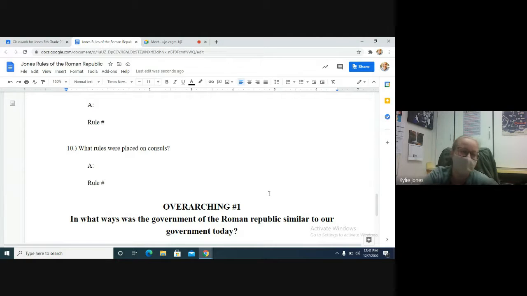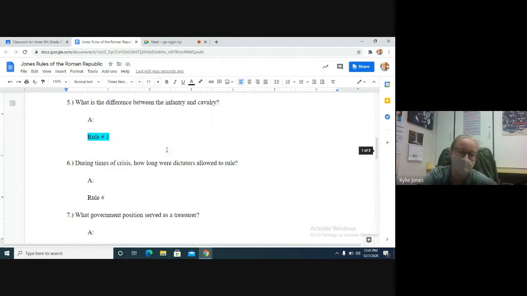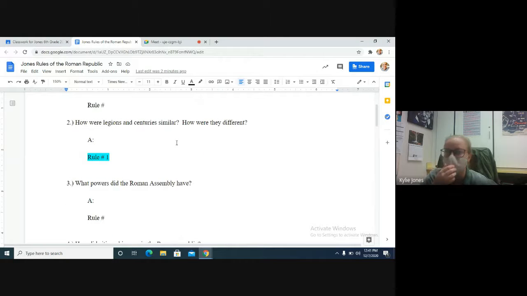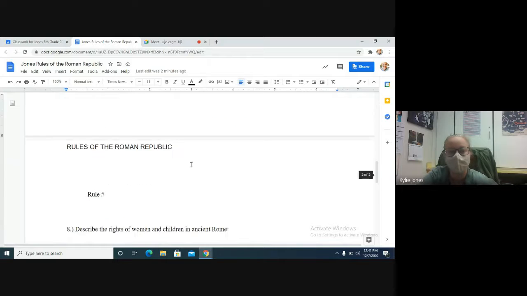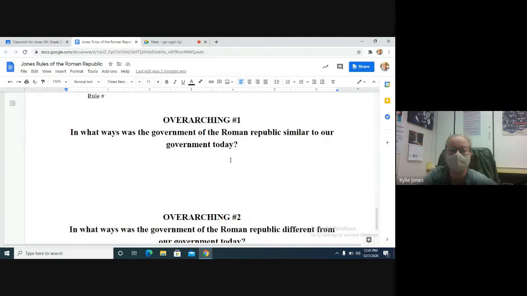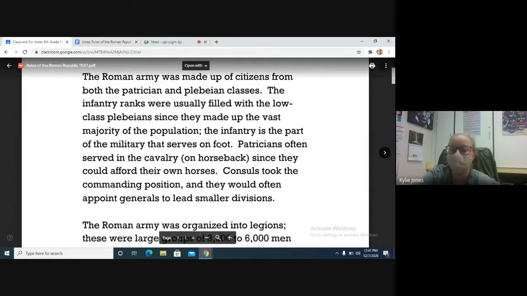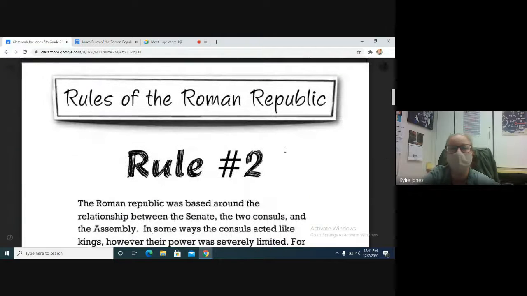So far you should have that number 5 applies to rule number 1 that we just read, and number 2 applies to it. Those overarching questions at the end are just ones that you're going to answer at the very end after we've read everything. So yes, you can use all of them to answer these questions. But you'll do those overarching questions, number 1 and 2, at the very end when you're done. Okay? Let's go ahead and read rule number 2. Yep, only 2 of them apply to rule number 1.